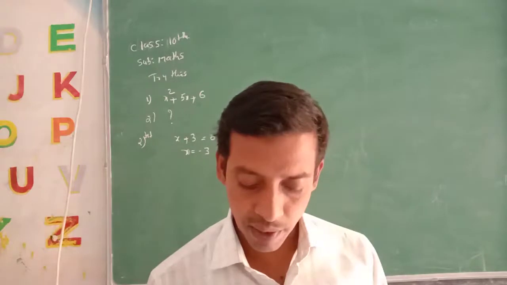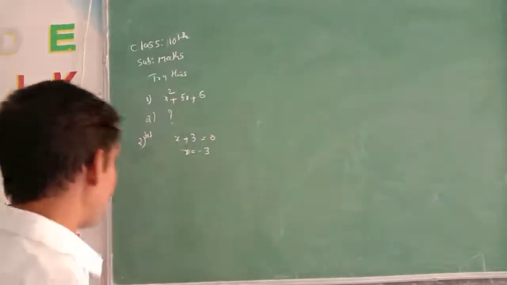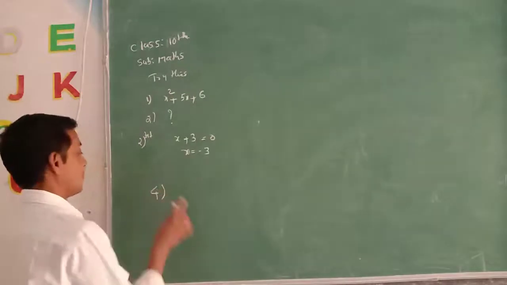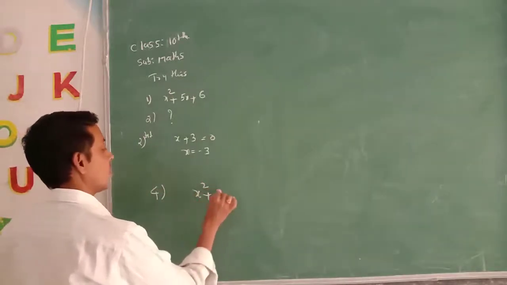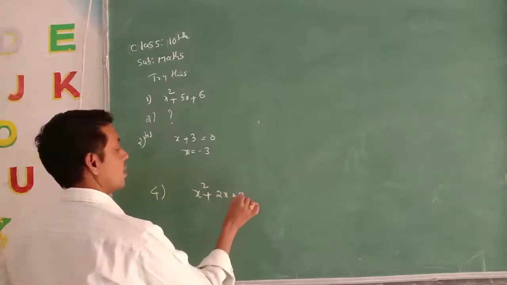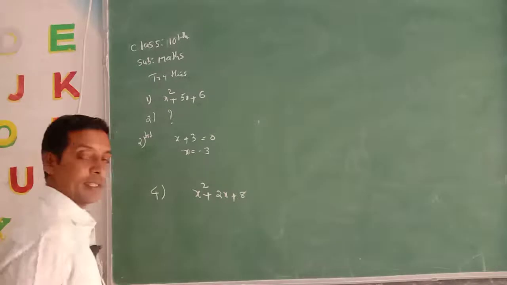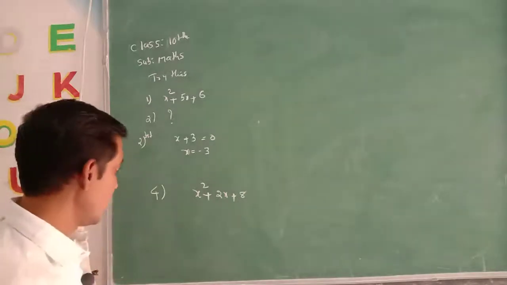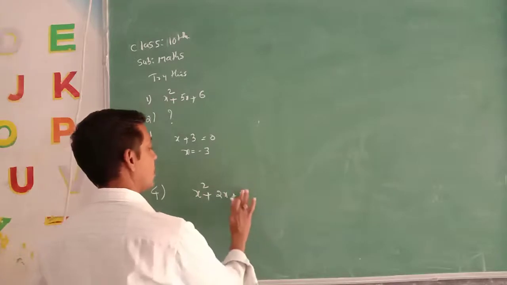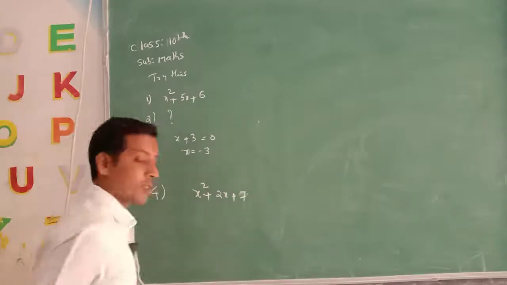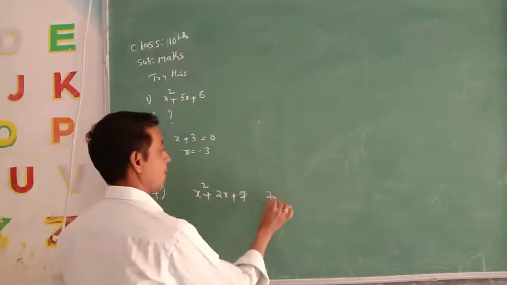Write three quadratic polynomials that have no zeros. No zeros means what? So I'll give one example. Fourth bit. x square plus 2x. If I write the 8, so 8 is going to be stable, cancel. Not 8, not 7. Writing the 7, so 7 is going to be stable, cancel.